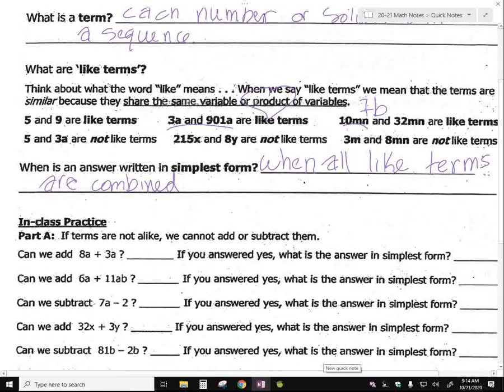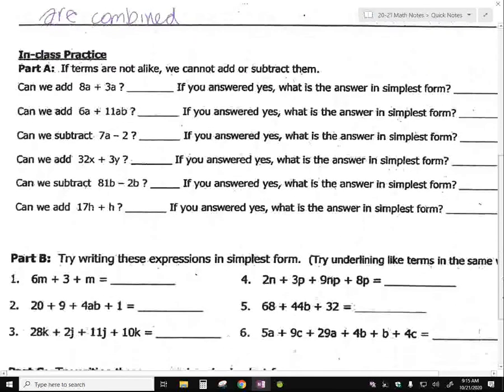In class practice. Part A. If terms are not alike, we cannot add or subtract them. So if you have, can we add 8A and 3A? Go ahead and say it out loud. Yes, we can. Because if you want to put a tangible noun with that, if we have 8 apples and then we have 3 more apples, we have 11 apples. And it's in its simplest form, we have 11A.